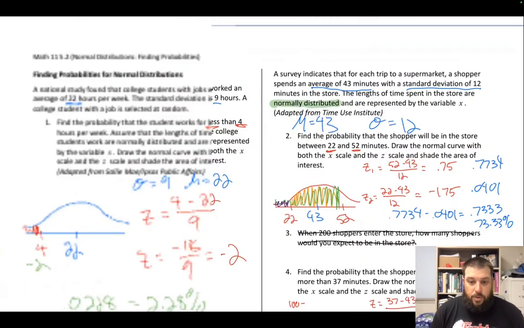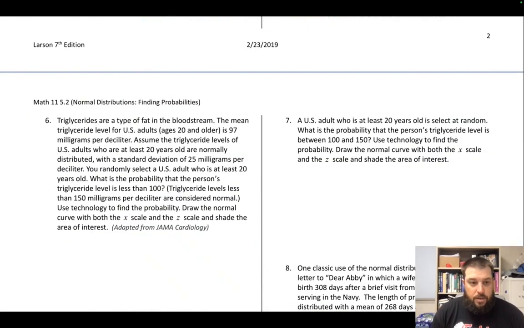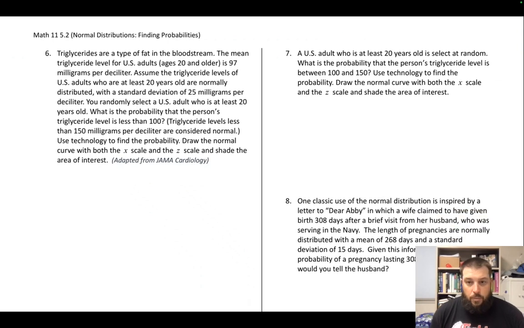All right. And so with that, down here, you have your own problems that we're going to work through. So try 6, 7, and 8 on your own.